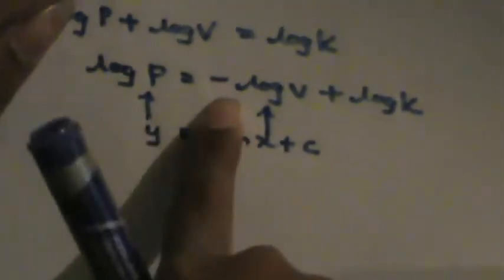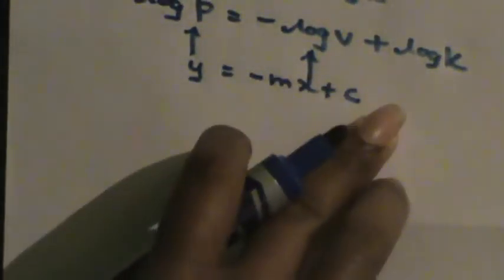So if I take this as the y-axis, this is in the form minus m times x plus c. Y equals minus mx plus c. Where y is log P, x is log V, and log K is a constant, and m is equal to 1. So if m is equal to 1, tan theta will be 1, so theta will be 45. So the graph will be going exactly in the middle, right? So the graph will be like this, a graph with a negative gradient and a positive intercept.